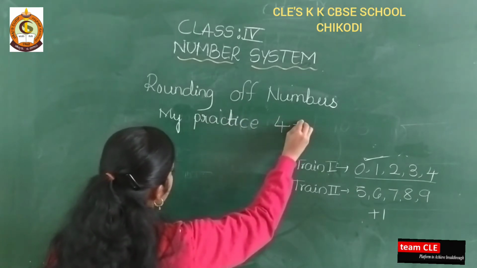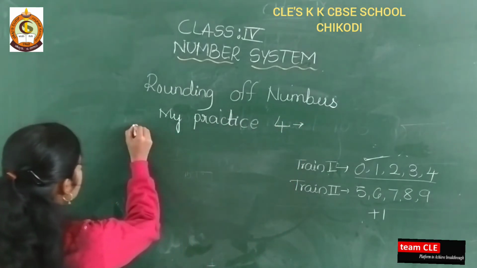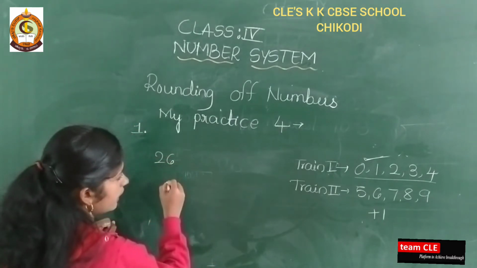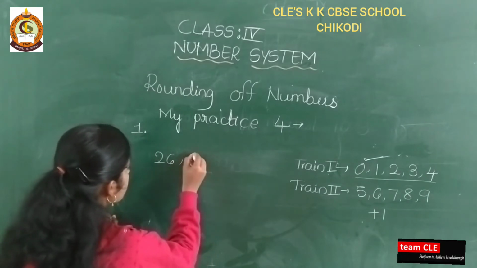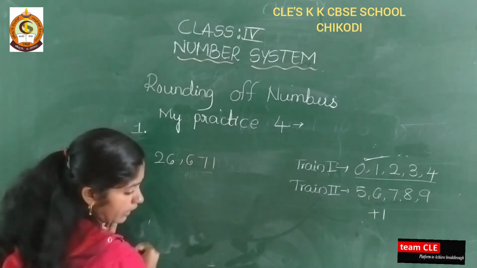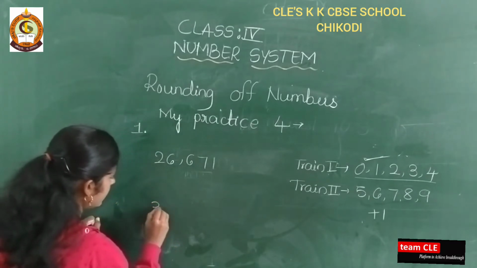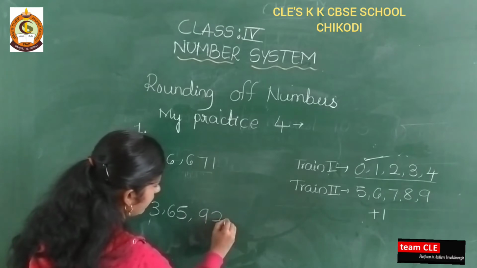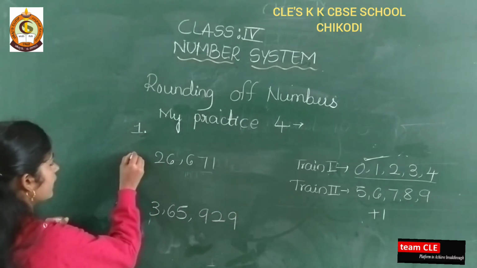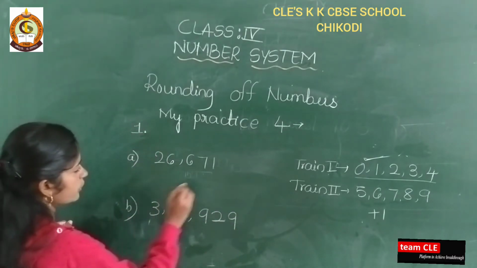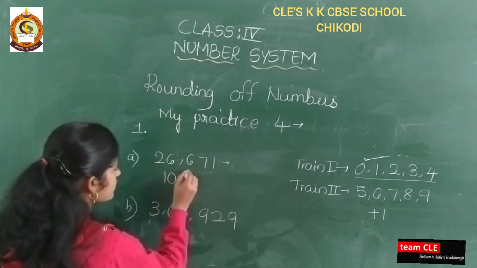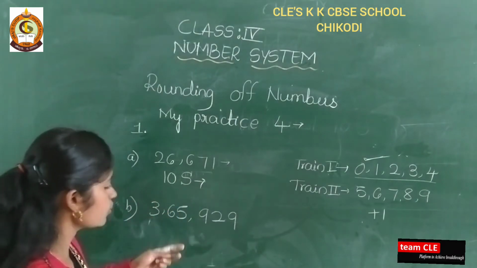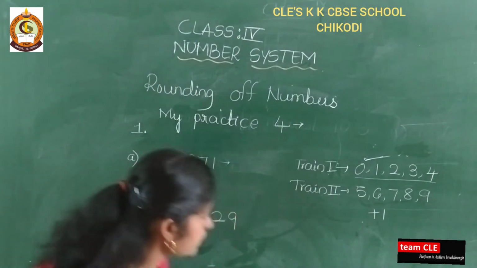Okay, so I will take here the first question. I will take here 3 examples. 26,671. I will take one more example. 3,65,929. Okay, I will solve the next example later. So here nearest tens is there. Nearest tens is there. So for the time being, you hide all these numbers.